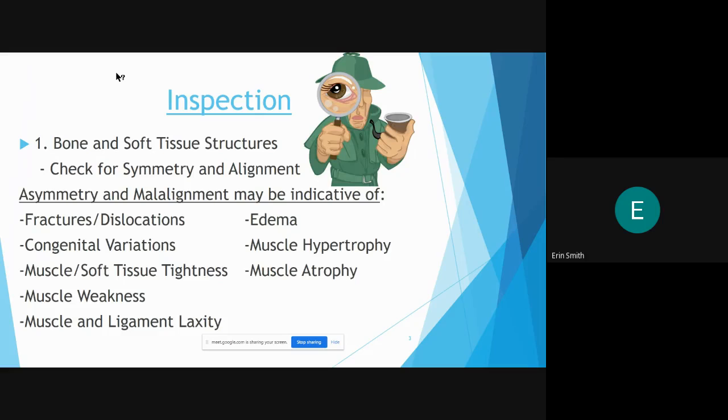Edema is a huge one that we are able to see quite clearly when we're looking at our patients. So obviously edema is a word for swelling. So we can absolutely see that just by looking at a patient. And we can also identify muscle hypertrophy, so a muscle that is bigger in size than it should be, versus muscle atrophy, which is a muscle that is smaller in size than the contralateral side. So usually that means it's weak or paralyzed, definitely getting less use than the contralateral side.